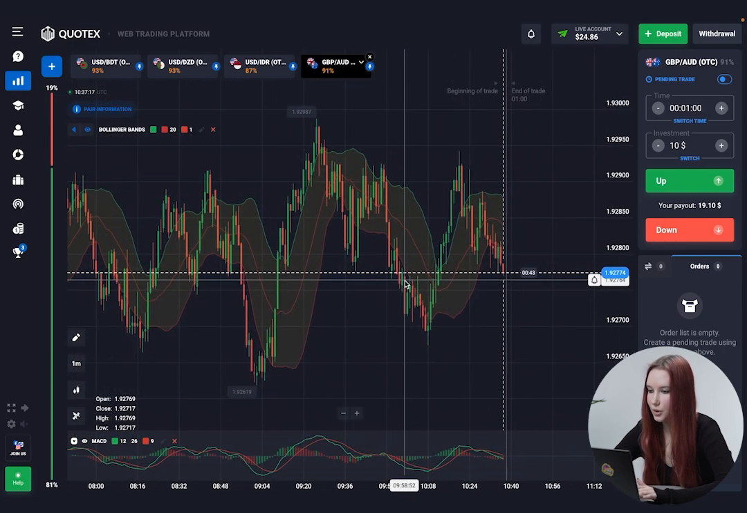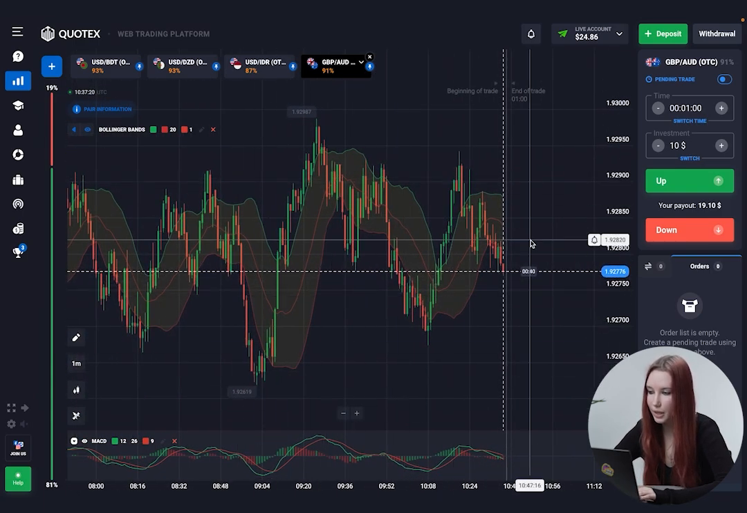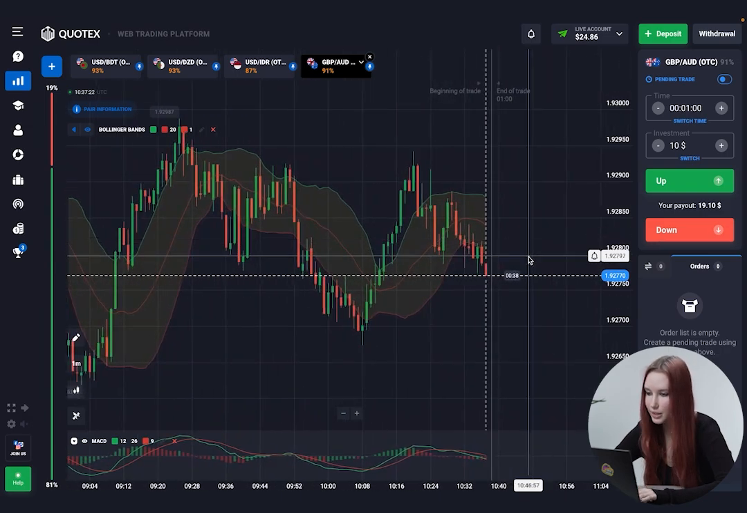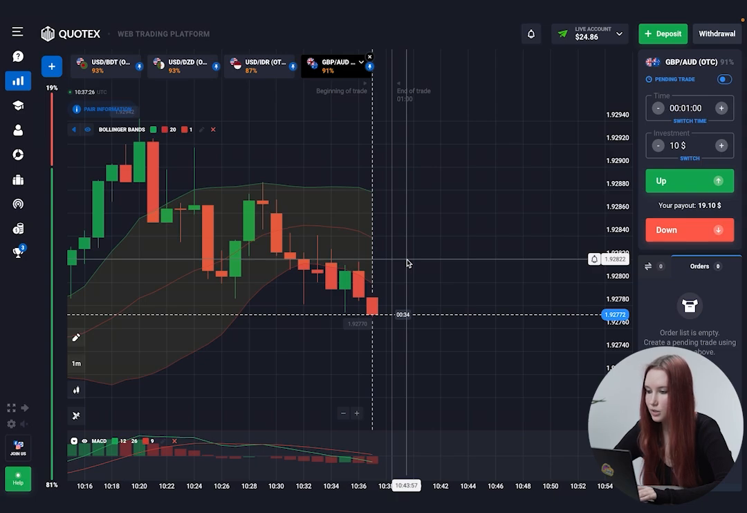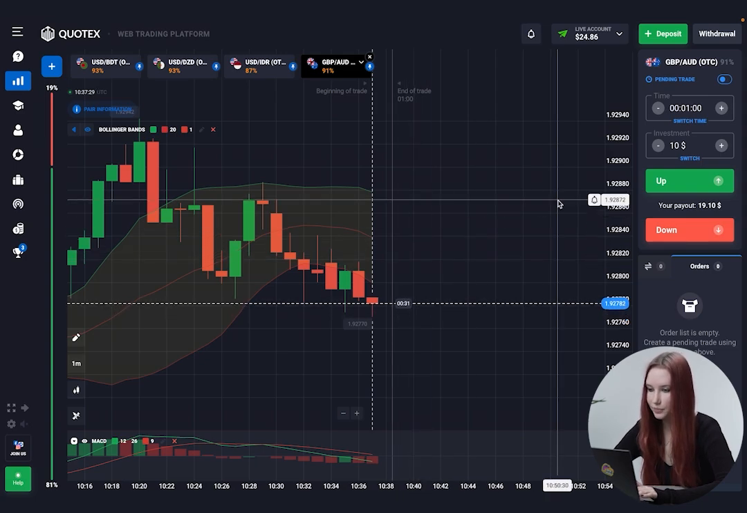So what about this situation? A good, exciting, volatile market. I like this, so let's start. I think it's a great entry point to make a trade here. So I'll open a deal up. Let's go.